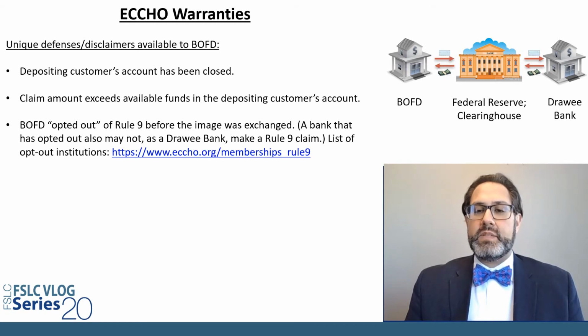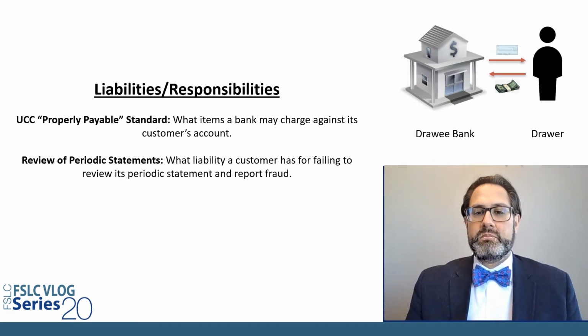However, this is both a give and a get rule, so if a bank opts out of Rule 9, it cannot make Rule 9 claims. It then can become important when facing a true Rule 9 claim to first look to see if the institutions have opted out here, and ECHO helpfully posts that list on its website.